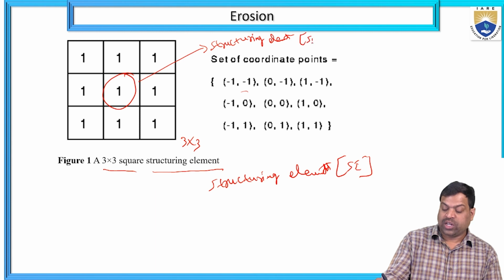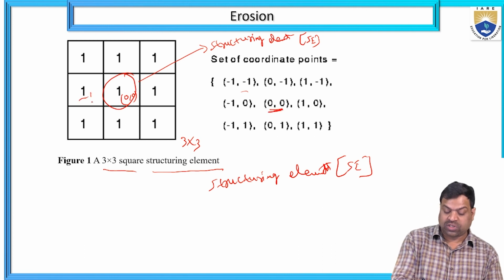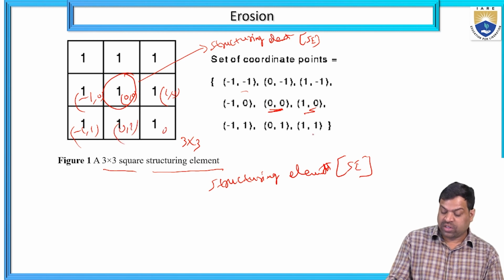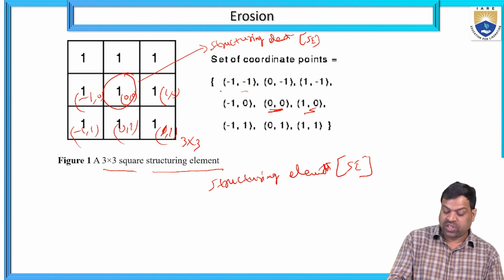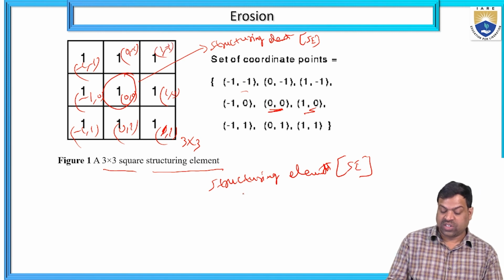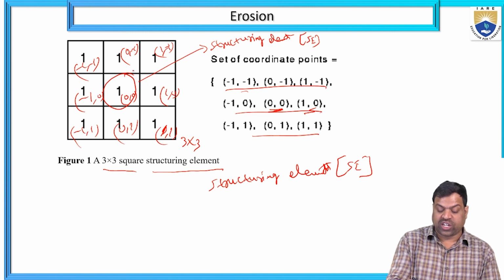It is a structuring element SE, where the center coordinates are 0, 0. What about this one? -1, 0. This one, 1, 0. Then -1, 1. Here 0, 1. Here 1, 1. Here -1, -1. 0, -1. And 1, -1. Like this.